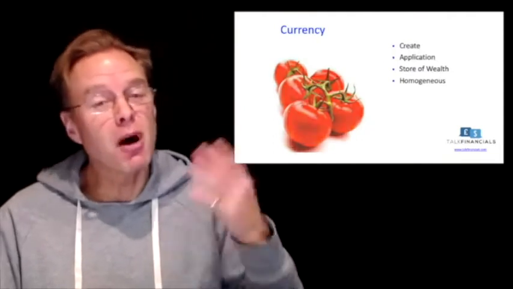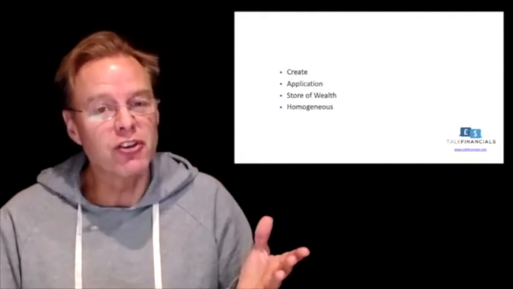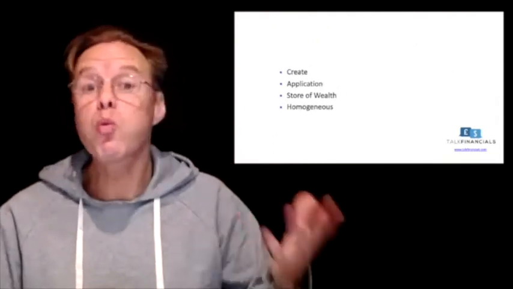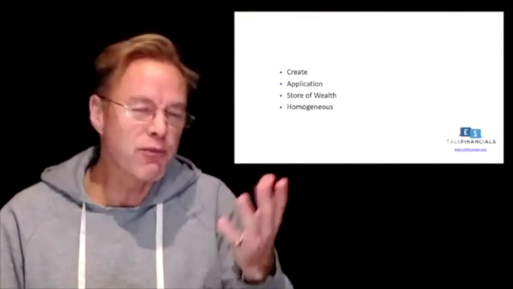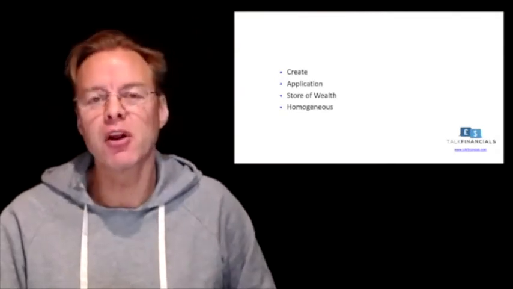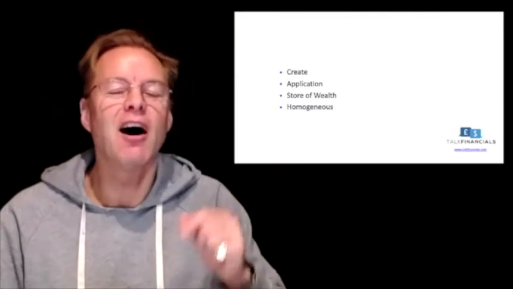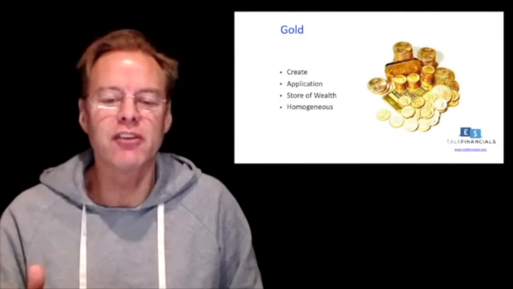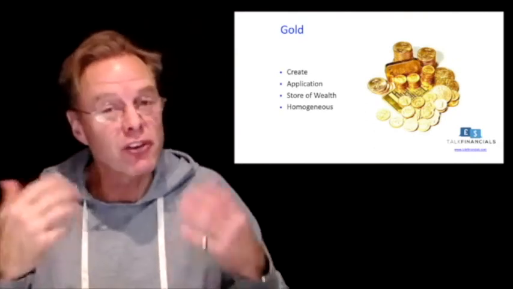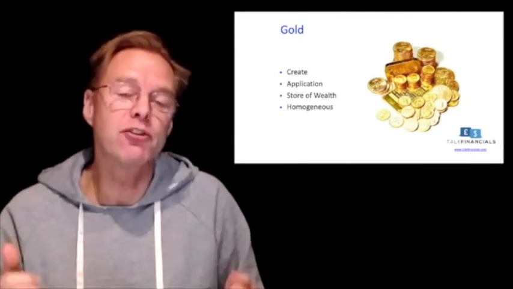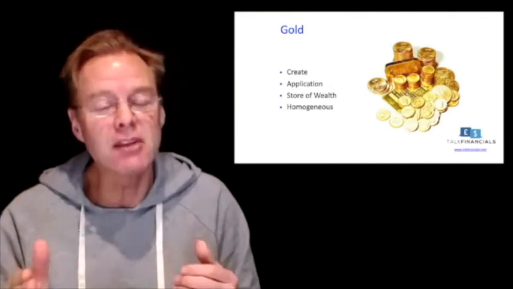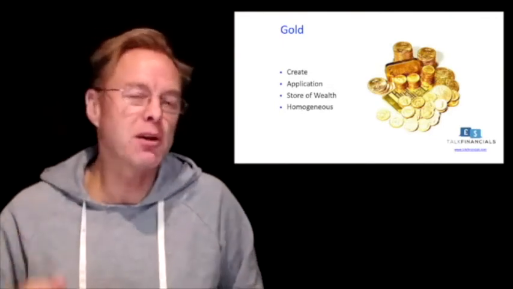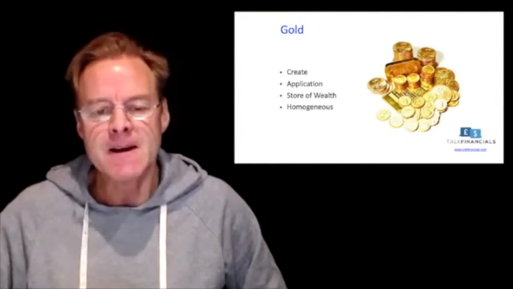So if tomatoes are not a good currency, then the question is, what will make a good currency? And hopefully you're a little bit ahead of me on this one, and you've already thought, hang on a sec, I know, gold. That's the obvious one. Let's just double check against our criteria. Gold cannot be created. It's a naturally occurring element that appears on the periodic table. You can mine it, but you can't create it, despite what you read in The Alchemist.